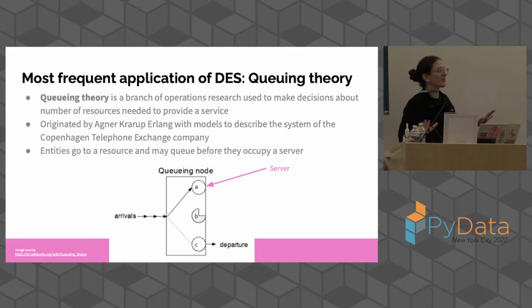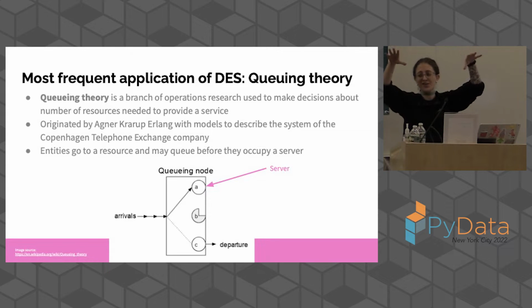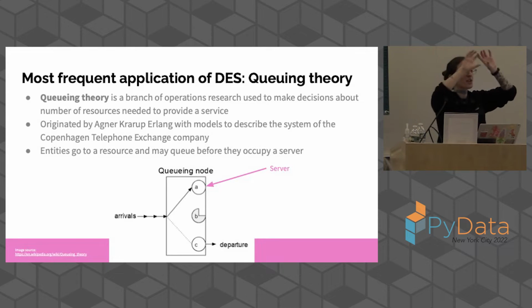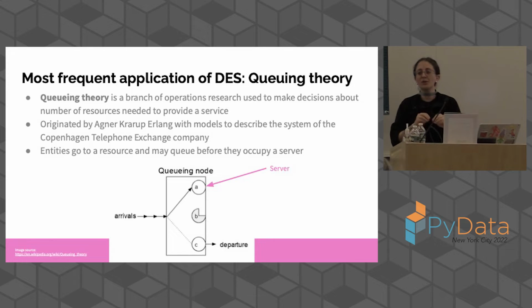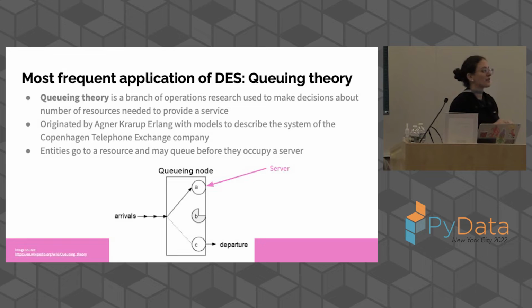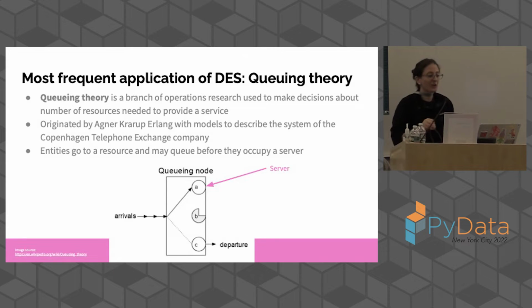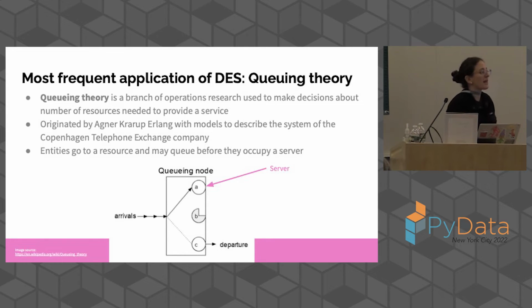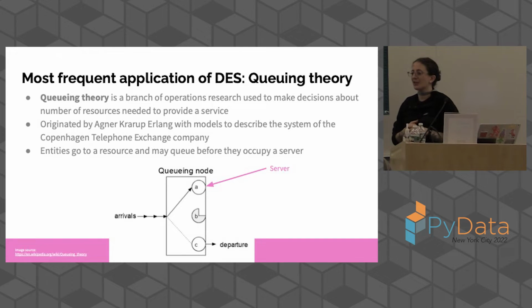All right. Within discrete event simulation, now we're going from the more general to the more specific. We started with simulation. There are three types we talked about. Within discrete simulation, we talked about discrete event simulation. Within discrete event simulation, I'm specifically going to show you an example of queuing theory. There are other things you can do in discrete event simulation, but we're specifically going to talk about queuing theory. Queuing theory is a branch of operations research where we use it to make decisions about the number of resources we need in order to provide a service.